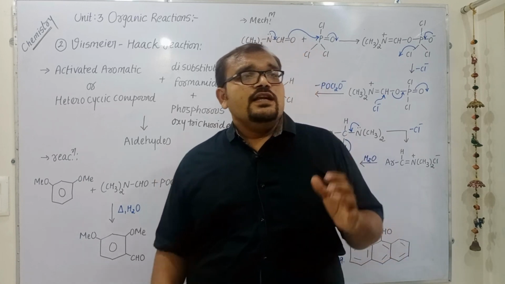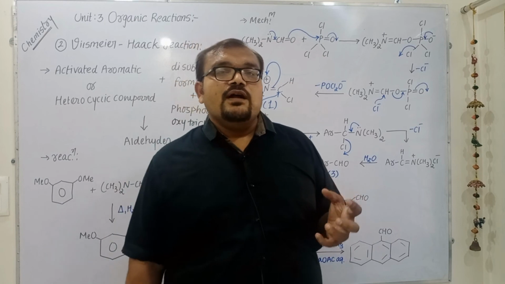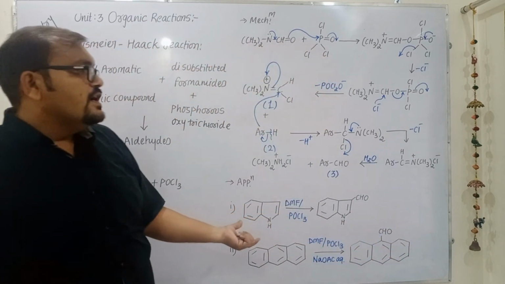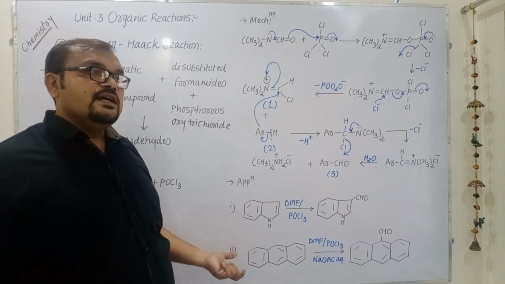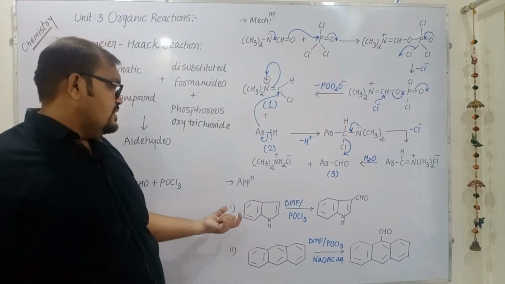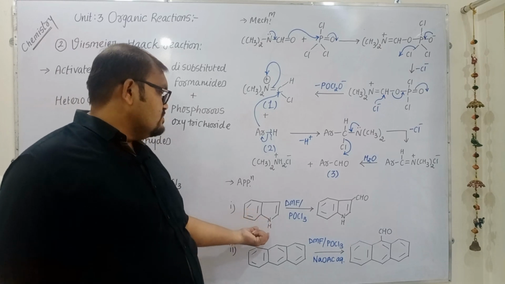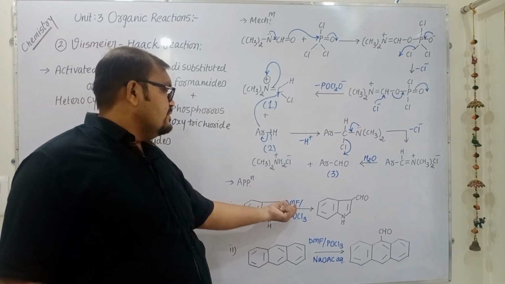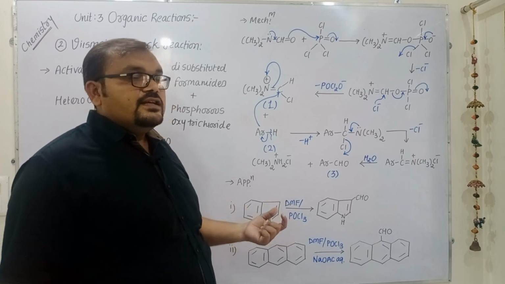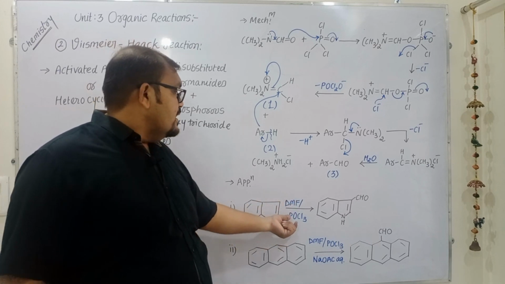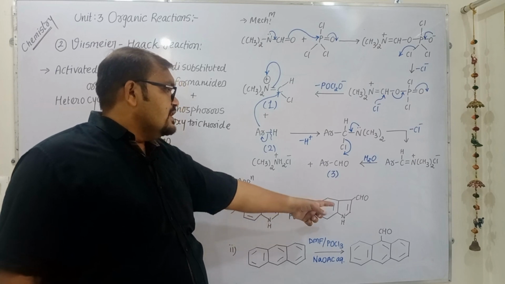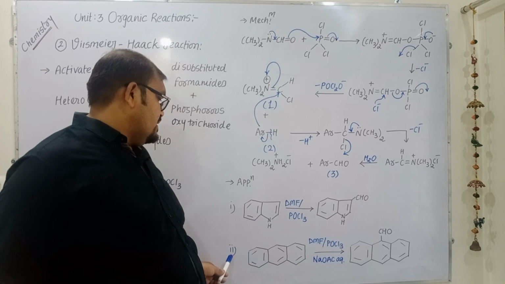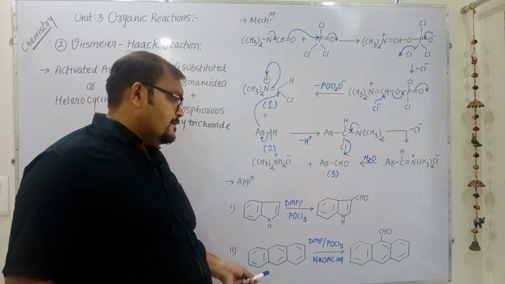Now, as we have already discussed the application part of any reaction, here we are defining two important applications of the Vilsmeier-Haack reaction. As we discussed earlier, when any heterocyclic compound or activated aromatic compound is reacted with DMF, that is dimethylformamide, and POCl3, it will give us an aldehyde as a product. And the next one is anthracene.